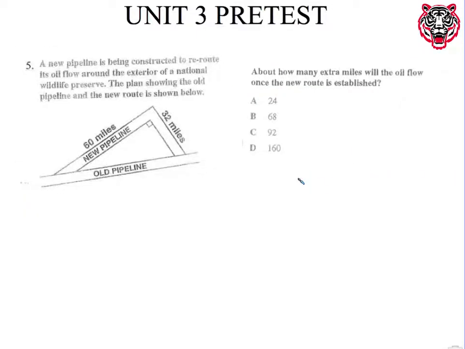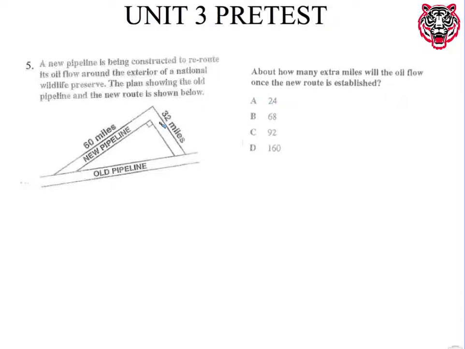All right, number 5. This was the hardest problem on the entire test. All right, let's go through number 5. We have this pipeline, and its oil flow is going around here. The plan showing the old pipeline and the new route is shown below. Old pipeline and new pipeline. About how many extra miles will the oil flow once the new route is established?